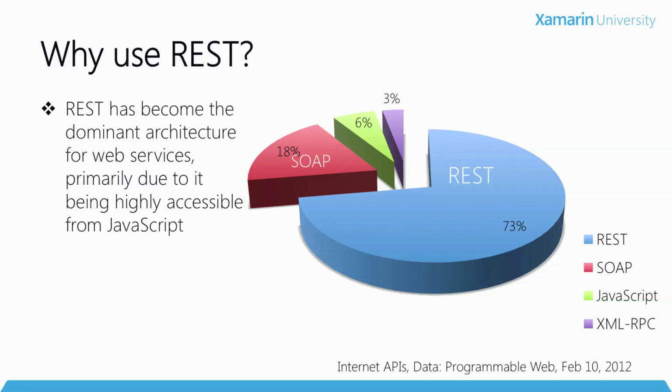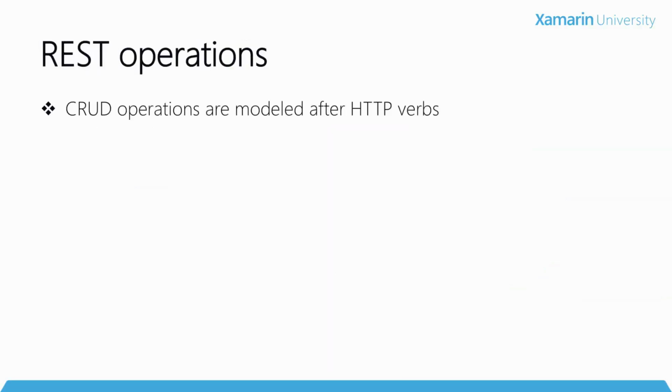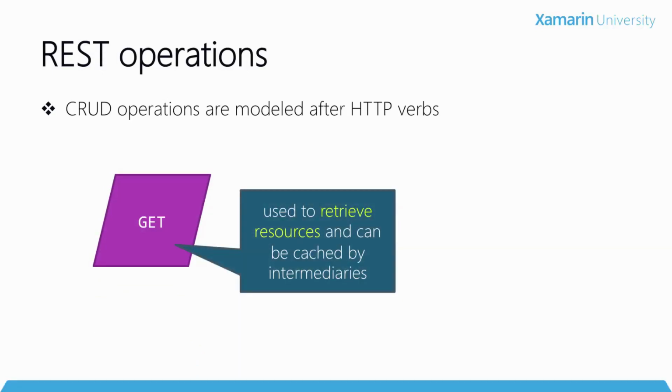So let's talk for a moment about how you access a REST-based service. To start with, REST is oriented around the HTTP verbs or operations. We can use GET to retrieve a specific resource. The body of the response will contain the requested resource.